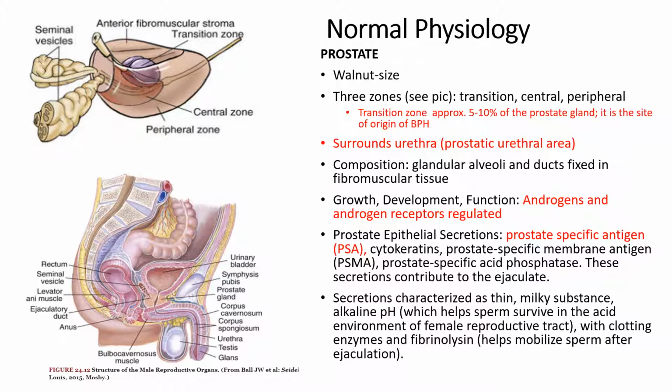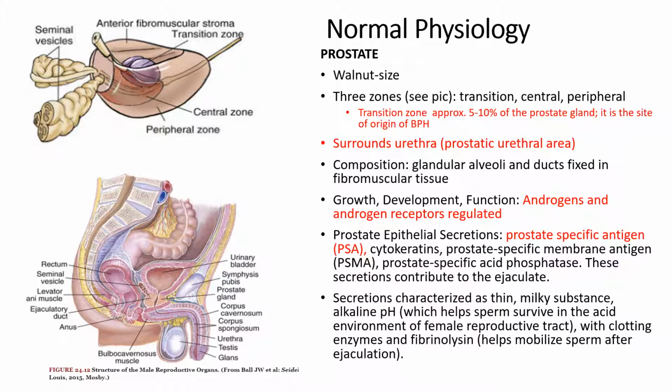Normal physiology. The prostate is a walnut-sized gland located between the bladder and the penis, just in front of the rectum. The urethra runs through the center of the prostate from bladder to penis, letting urine flow out of the body. The prostate has three zones: transition, central, and peripheral. The prostate surrounds the urethra, and this area is called the prostatic urethral area.